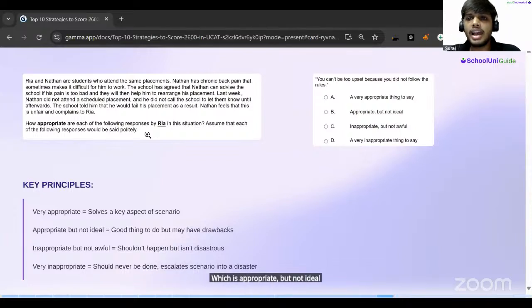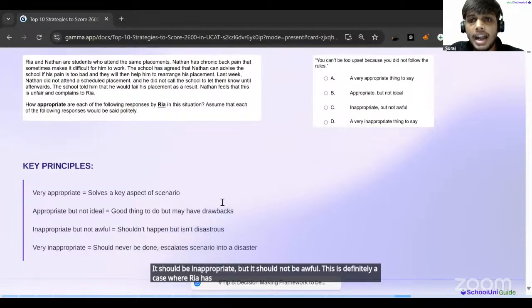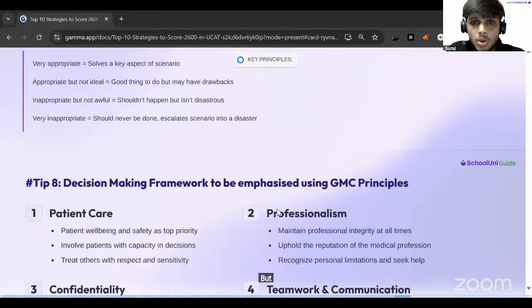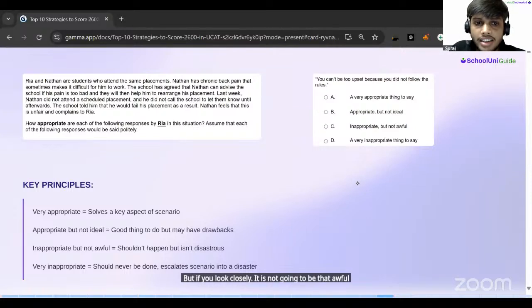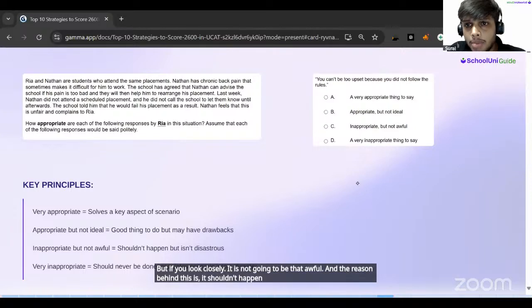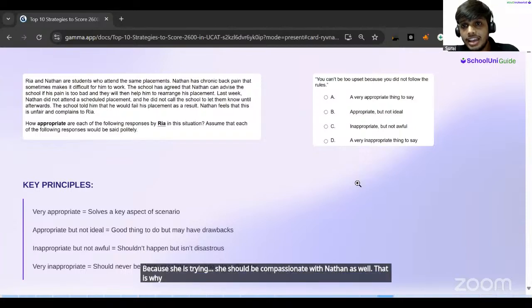But if you look at the entire scenario, it should be inappropriate, but it should not be awful. This is definitely a case where Ria has said something bad to Nathan. But if you look closely, it is not going to be that awful. The reason is it shouldn't happen, but it is not that disastrous either, because she should be compassionate with Nathan as well. That is why option C becomes the correct answer.